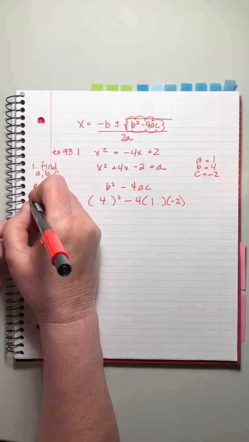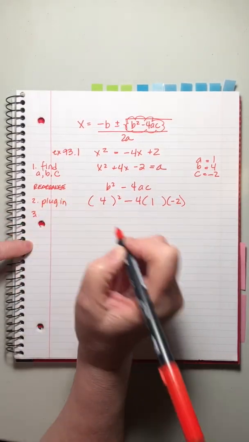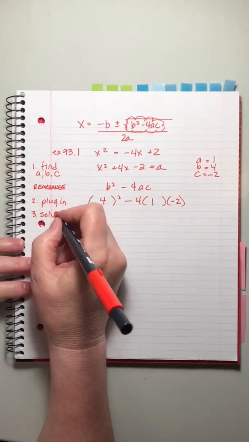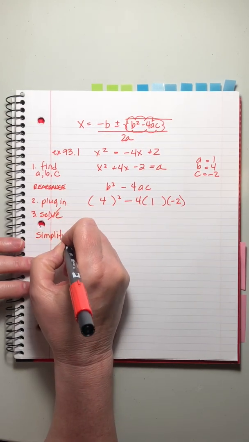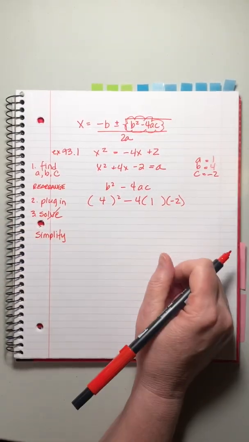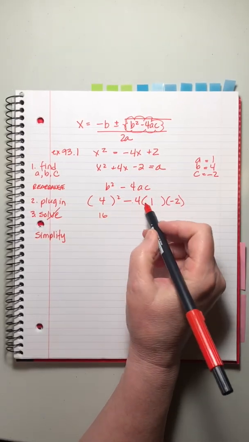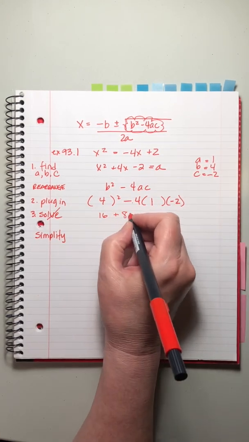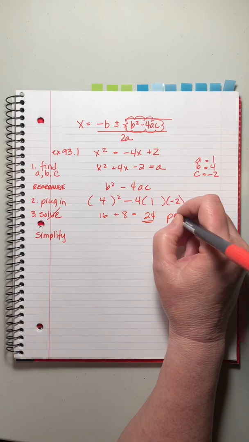Right? Plug in. And then our third step is to simply solve. Or simplify, really. We're not solving because there's no equal sign in this, so we're just subtracting this down. This then becomes 16, and this will be 4 times 1 is 4, 8, 2 negative, so plus 8 equals 24. So that's a positive number.